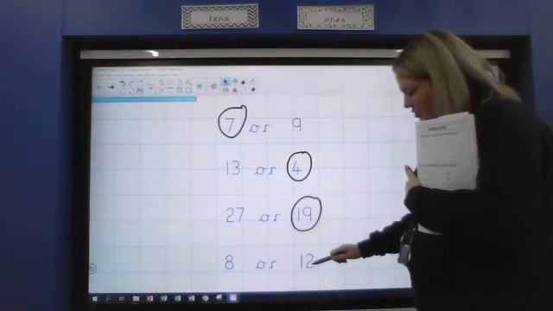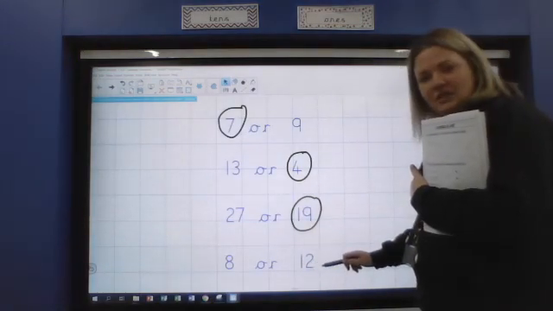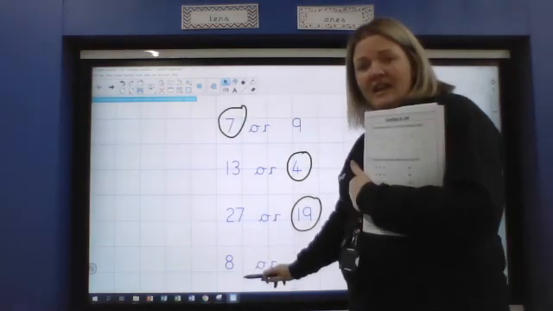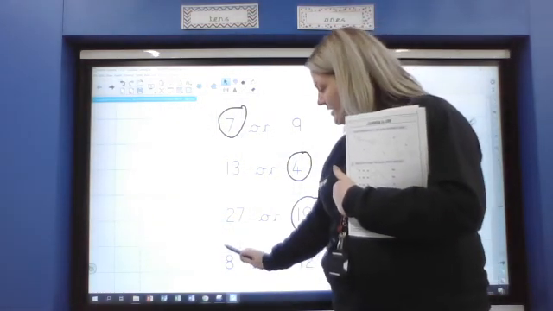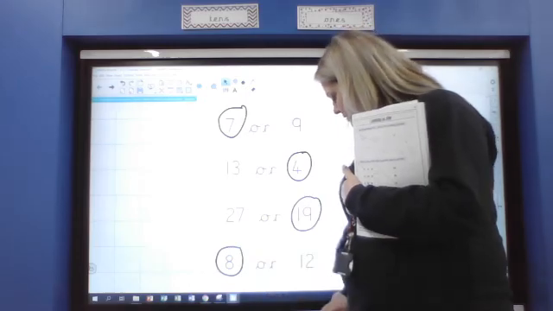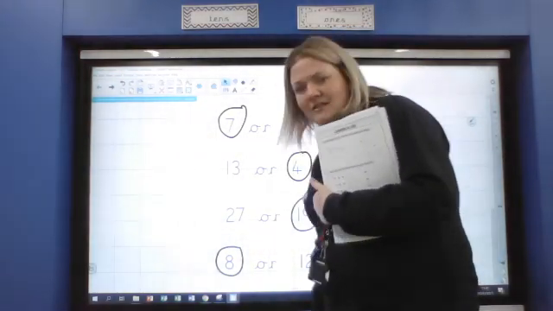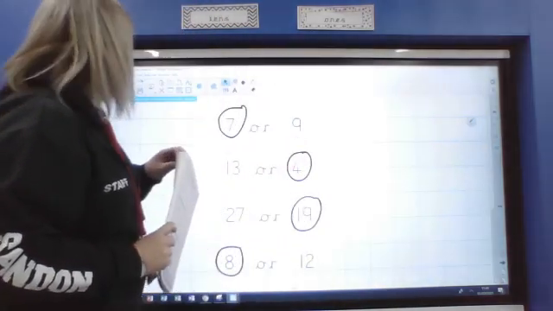So if we look at this, 12, we've got 1 ten and 2 ones, but here, 8, we've got no tens and just 8 ones. So actually the smallest number is number 8. Number 8. Well done. Let's have a look at what we're going to do today.